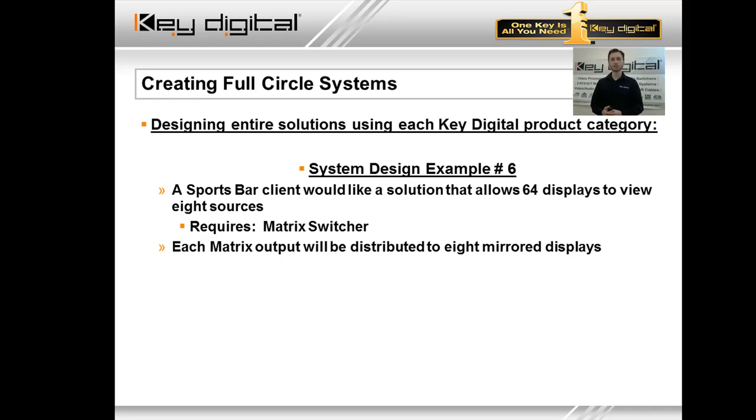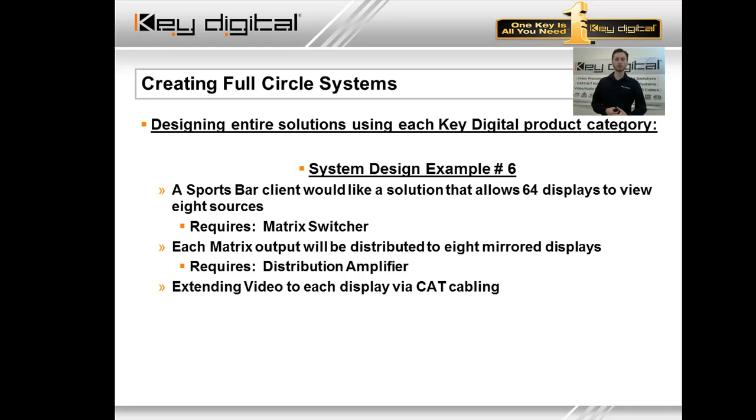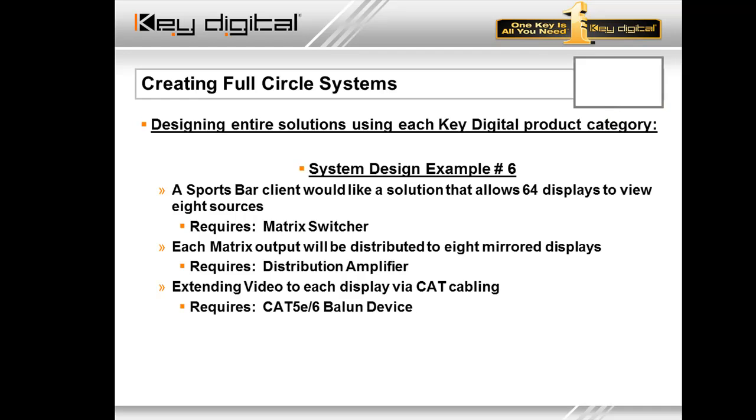Here's something pretty custom they want to do for this application. Each matrix output will be distributed to 8 mirrored displays. So they're okay with 8 displays always viewing the same thing at the same time. After all, if you only have 8 sources and 64 displays, you know that there's going to be a bit of redundancy going on throughout the system. So what they're going to do is take one of the outputs of the matrix, feed it into a distribution amplifier, and then get to the displays using cat cabling, which will of course require cat bound devices.